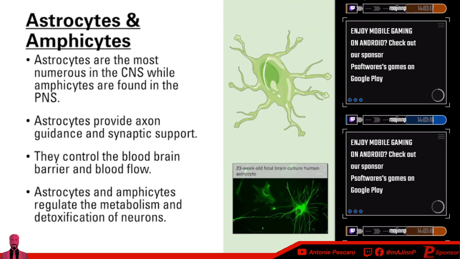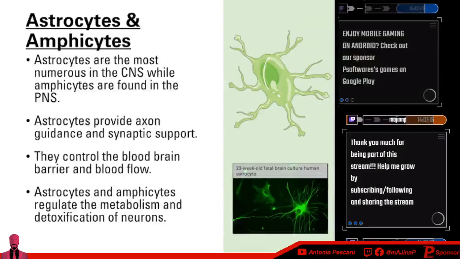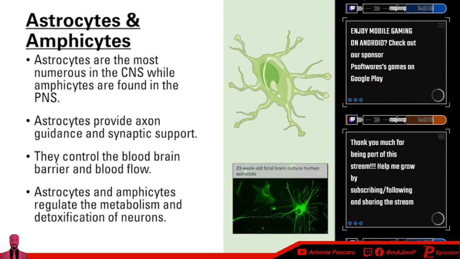Basically, they're like the TSA of the brain, right? They're like the security of the TSA. When you go to the airport, you have to pass TSA, right? That's what they basically do. And then finally, astrocytes and amphicytes both regulate the metabolism and detoxification of neurons.